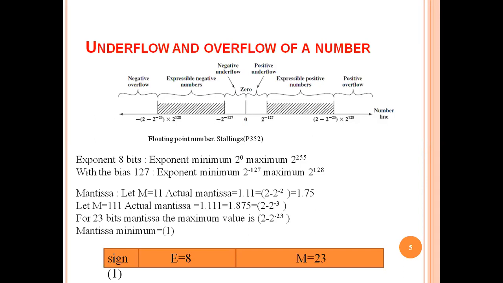Suppose you multiply two numbers, minus 7 into 3. What number is it generating? Minus 21. But the minimum number it can represent is minus 10. But your multiplication is generating minus 21. In this case, there is also a problem that is called underflow. That means the number is less than the minimum number that your machine can represent.